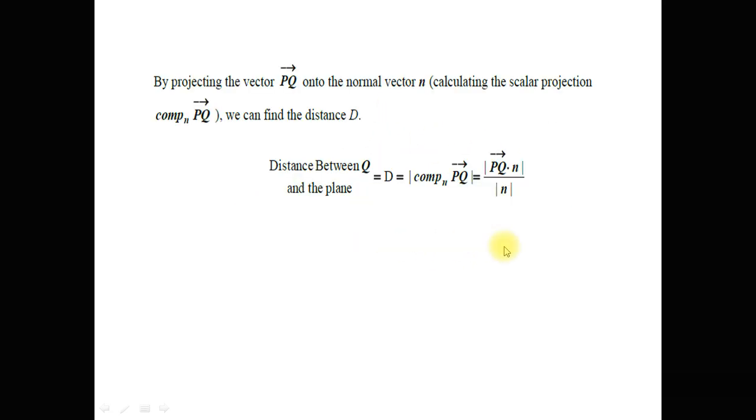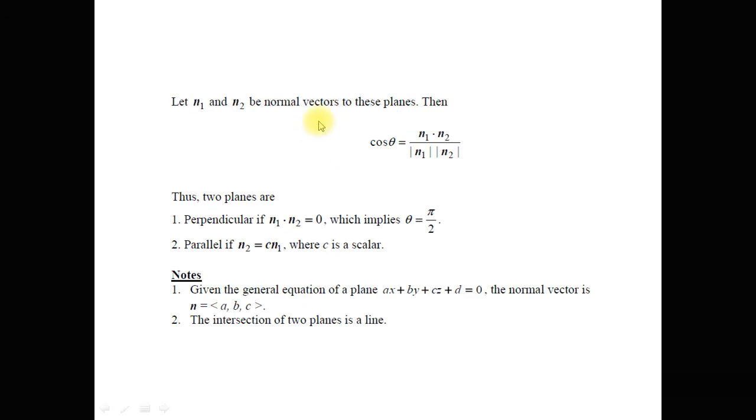And how can we find the angle between two planes? You can use this formula for the angle between two planes. First of all, choose the normal vectors of the planes and use this formula: n1 dot n2 divided by the magnitude of n1 times the magnitude of n2. This is the angle formula between two planes.